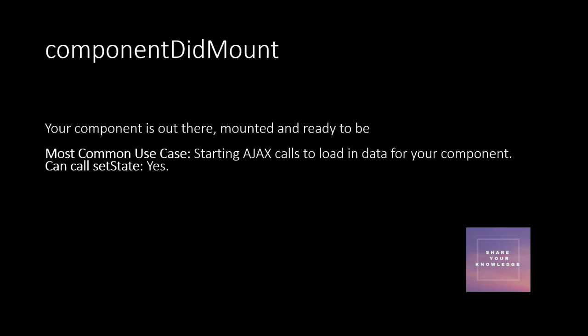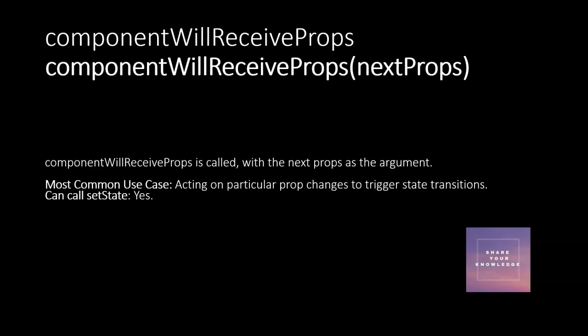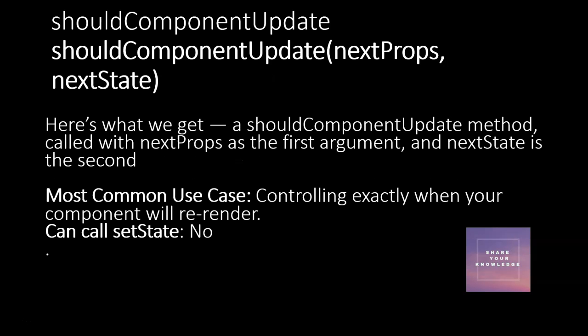Any calls you do to the server should be in this method. Component will receive props will be called, as I told you, for every new property change. The new properties are the argument you will receive, and here also you can change the state if you want. If you want to do any particular change for a particular property change, you can do it in this method.